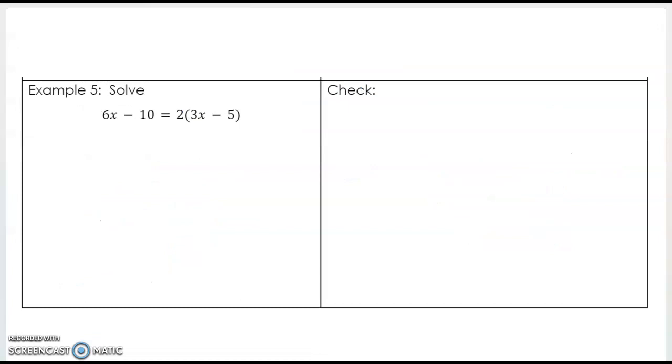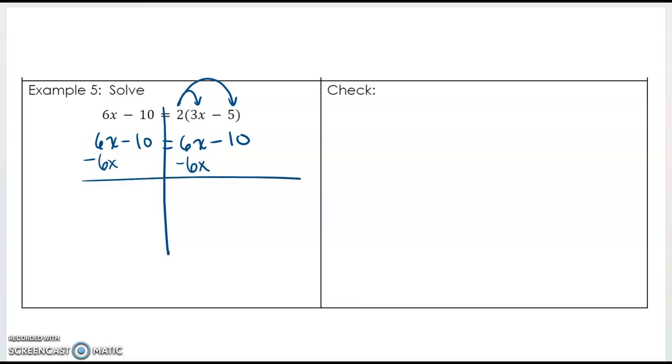Let's look at another one. For example 5, we've got 2 times 3x and 2 times negative 5. You should notice something right away about the two sides. They are exactly equal. If I go a step farther and try to get the x's to the same side, 6x take away 6x is 0, so I'm left with negative 10. 6x take away 6x is also 0, so I'm left with negative 10. Negative 10 will always equal negative 10. This equation will always balance.